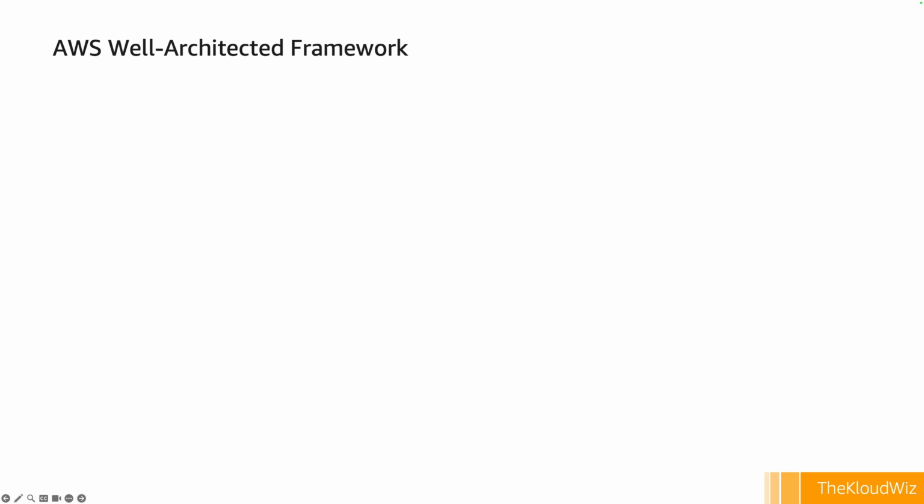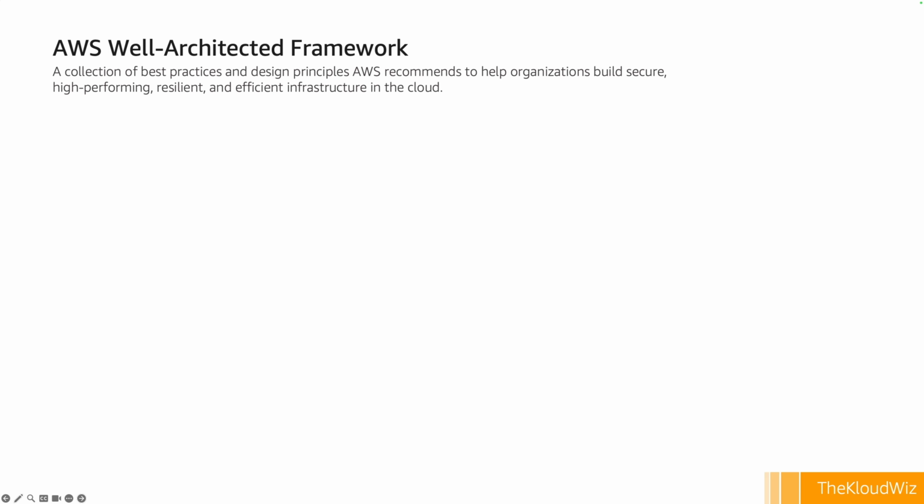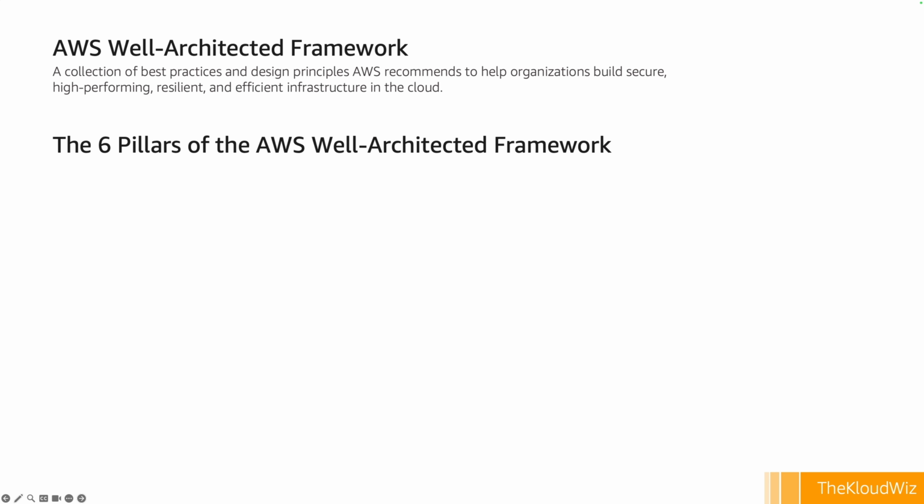So, what then is a Well-Architected Framework? The Well-Architected Framework is a collection of best practices and design principles that AWS recommends to help customers build secure, high performing, resilient, and efficient infrastructure in the cloud. The Well-Architected Framework has 6 pillars.